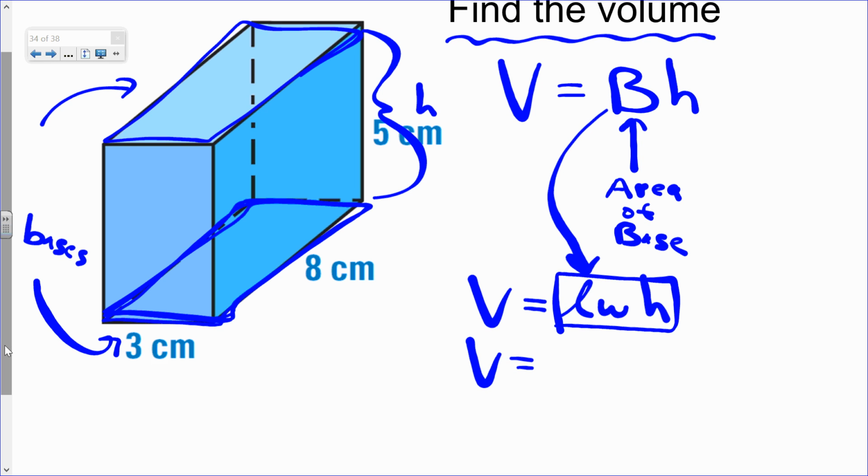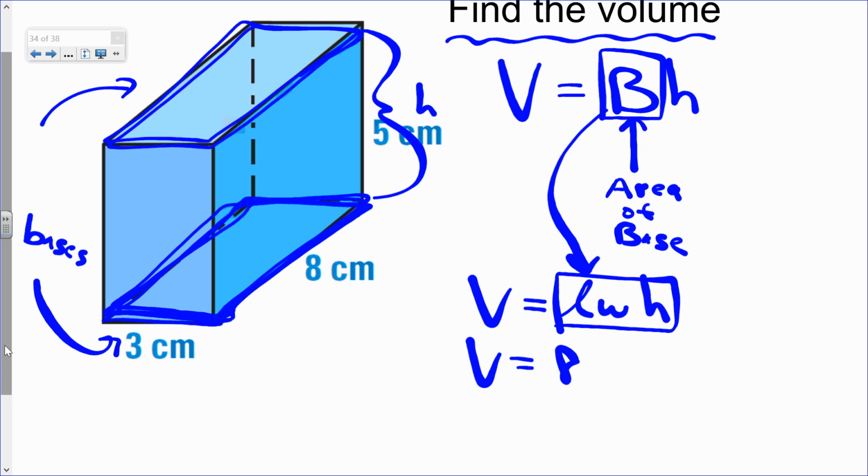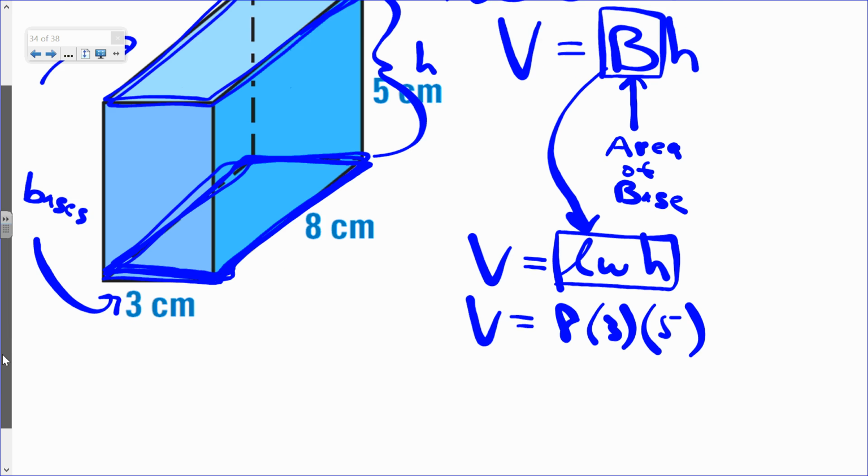Right, because the area of the base is a rectangle. See this rectangle, that's the base, and so is the top one. I just need to find the area of one of them. That goes right here, and that's length times width. In this case, 8 times 3. The height, again, is the distance between both bases, which is 5. Let's rock and roll.